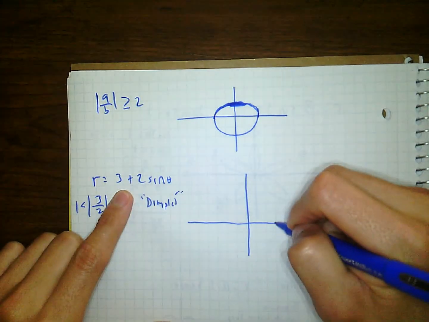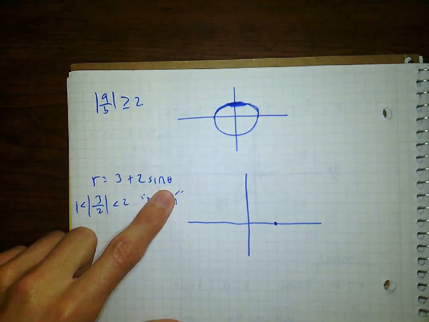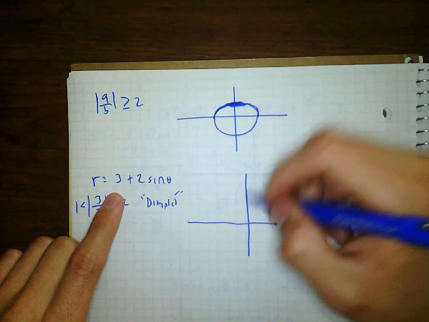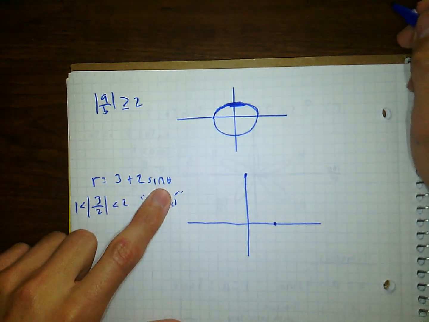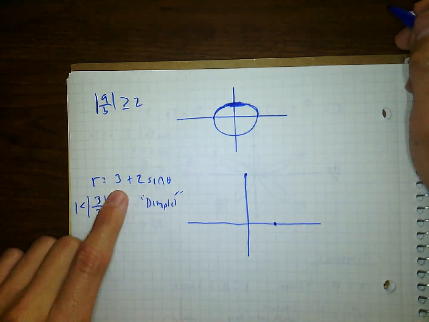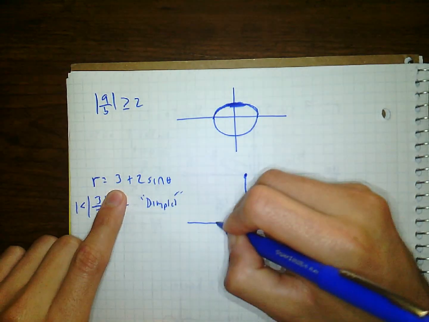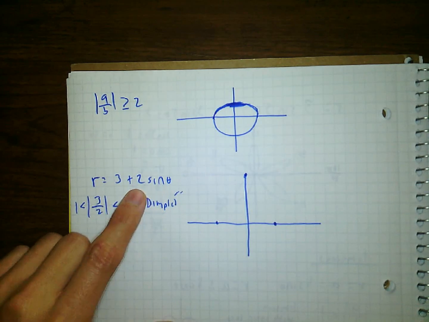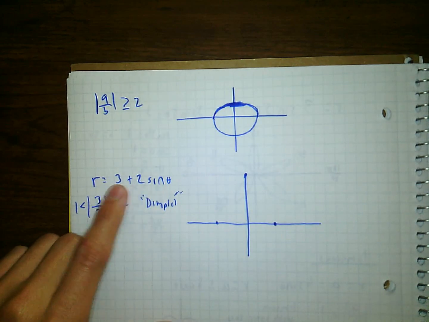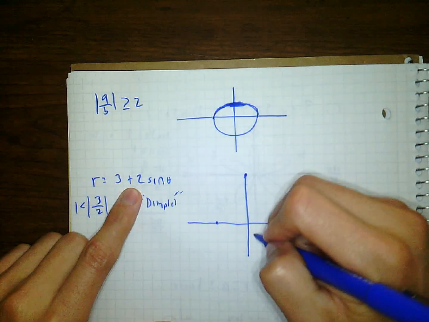So at 0, I'm going to go 3 units this way. Pi over 2. Sine of pi over 2 is just 1. 1 times 2 is 2 plus 3 is 5. So 1, 2, 3, 4, 5. So it's going to go 5 in that direction. Sine of pi is 0 plus 3 is 3. So 1, 2, 3. Sine of 3 pi over 2 is negative 1 times 2 is negative 2. 3 minus 2 is going to be 1. So it's going to be 1 unit here.